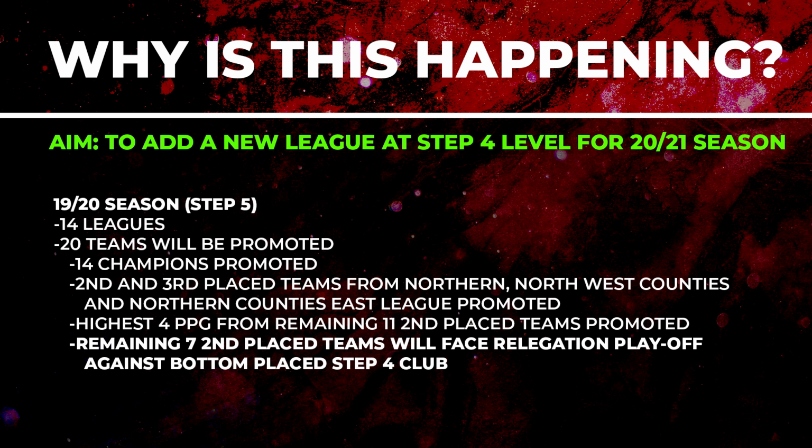So this is where it gets really confusing. Of the remaining 11 teams finishing in second place, the 4 with the highest points per game ratios will be promoted. The remaining 7 second place teams will face the relegation playoff matches against the 7 bottom place teams in each of the leagues at step 4. The games will be held at the ground of the team in step 4, and whoever wins that game will be in step 4 for the following season.